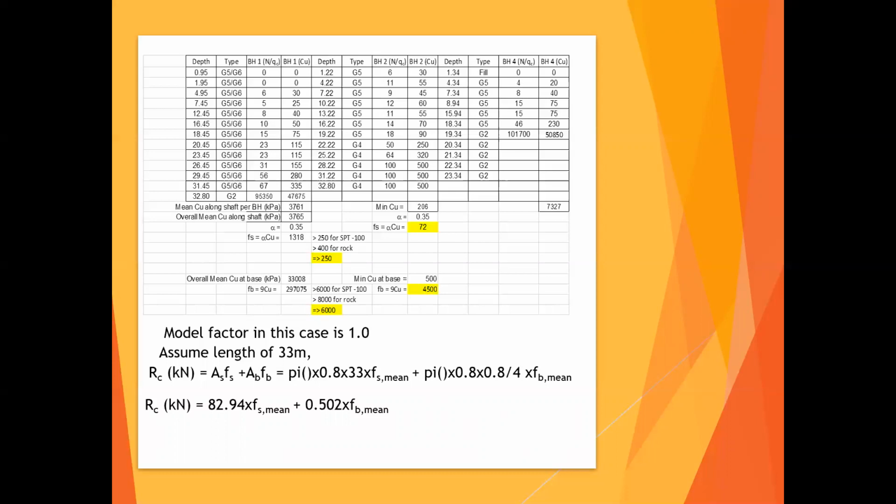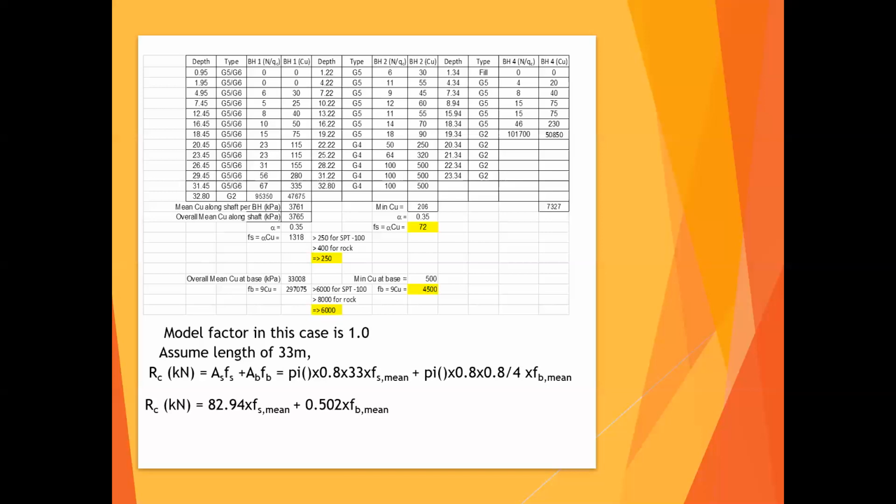So now you take the overall mean of the CU of these 3 boreholes, and you get a mean CU of 3765. The alpha for 3765 or 3761 is about 0.35, so we use alpha 0.35 because the CU is generally higher. If you use alpha CU with this very, very high mean CU, the friction is 1,003, which already exceeds the limits that we impose in our design, which is 250, and 400 for the rock.